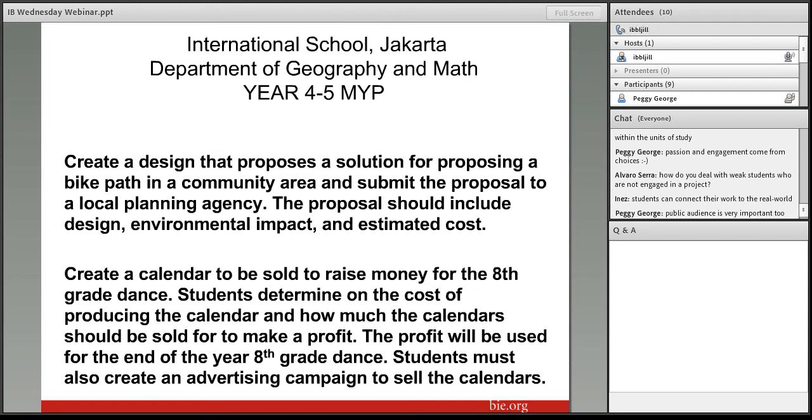Another one, create a calendar to be sold to raise money for the 8th grade dance. Very relevant in the MYP developmental process, how students can do something that will benefit themselves. Developmentally, that's very appropriate for 8th grade.